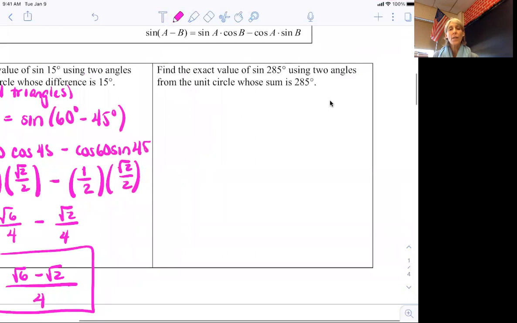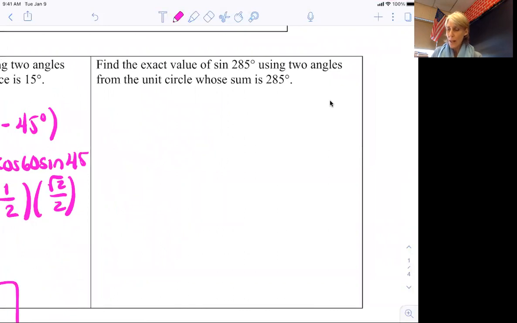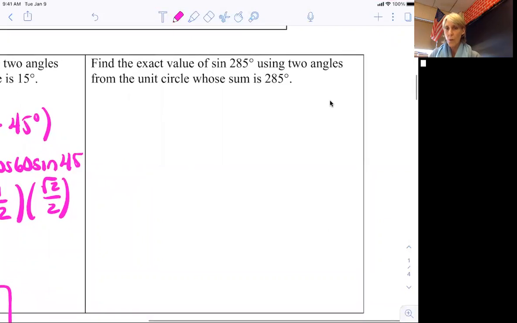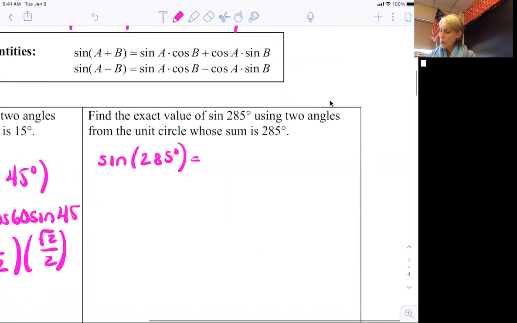Find the exact value of the sine of 285 using two angles again. Some way that we can use two angles that add up to 285. So we want to think about angles, basically multiples of our angles on our unit circle or multiples of our special triangles. How could I get the sine of 285? I want to think about what two angles would add together to get me that. I know I'm going to have to use a 45-degree angle. So I could probably do 240 plus 45.